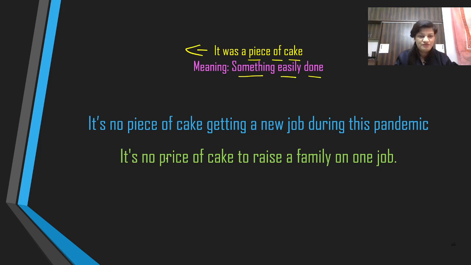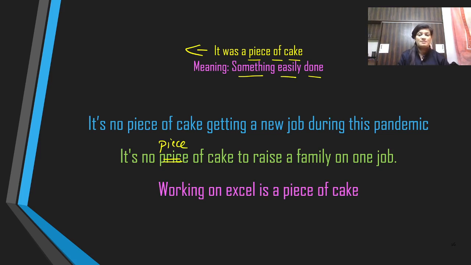Sorry, just pardon me for the spelling over here. It should have been piece of cake. It's no piece of cake to raise a family on one job, or it's no cakewalk to raise a family on one job. Or you can say working on Excel is a piece of cake, or working on Excel is a cakewalk. So that's how you say it.